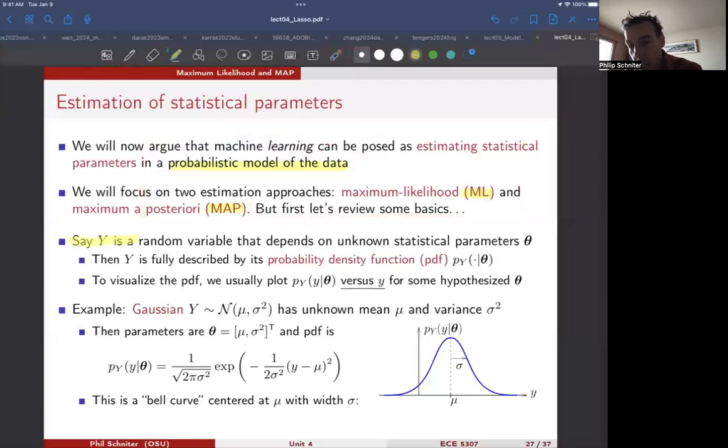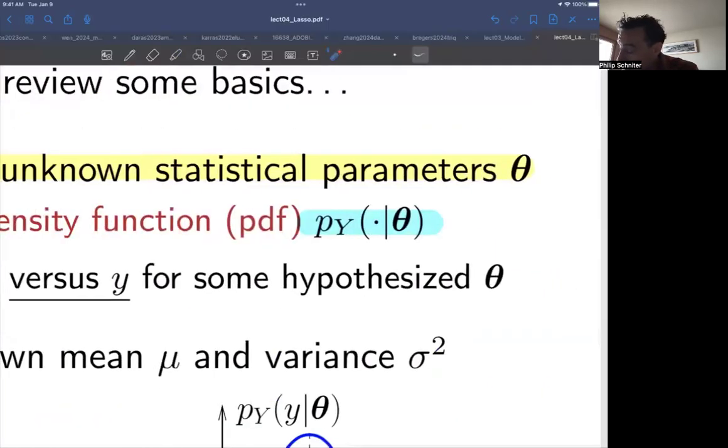Let's say that capital Y is a random variable that depends on some unknown statistical parameters theta. So that's what we're saying is going to be the probabilistic model. To be a little bit more detailed about this, as we described a couple lectures back, Y is fully described by its probability density function, which we call P_Y, the probability density of that random variable Y, given the parameters theta. So I'm writing that in this case with this dot here.